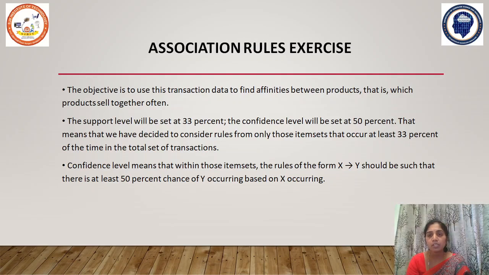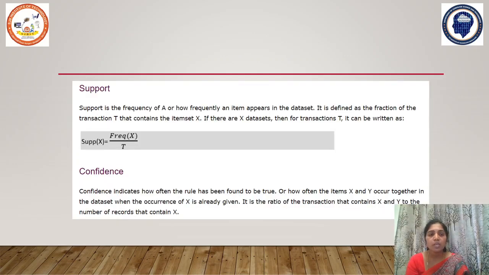Here we have the formula where support is the frequency of A, or how frequently an item appears in the dataset. It is defined as the fraction of the transactions T that contain the item set X. Confidence indicates how often the rule has been found to be true, or how often the items X and Y occur together in the dataset when the occurrence of X is already given. It is the ratio of the number of transactions that contain X and Y to the number of records that contain X. So here we have the formula for confidence.